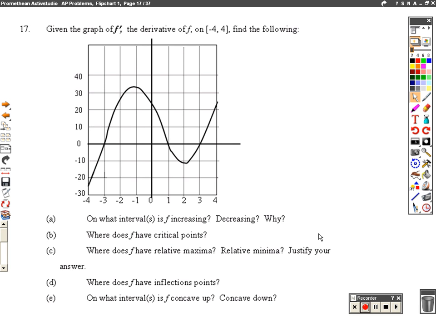All right, number 17. Given the graph of the derivative, f prime, on -4 to 4, find the following. And first of all, if you notice really quickly, this is inclusive. So that means that if we are looking for maxes or mins or points of inflection, etc., we can include the endpoints. So this is the derivative. So this is a graph of slopes. Okay, keep that in mind.